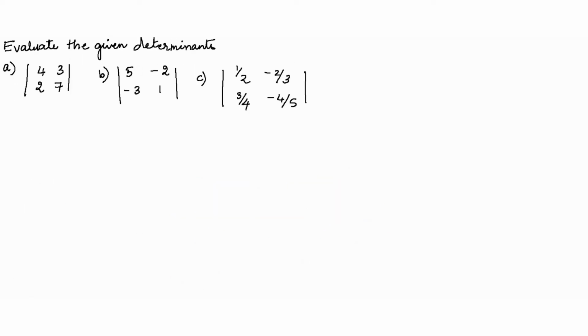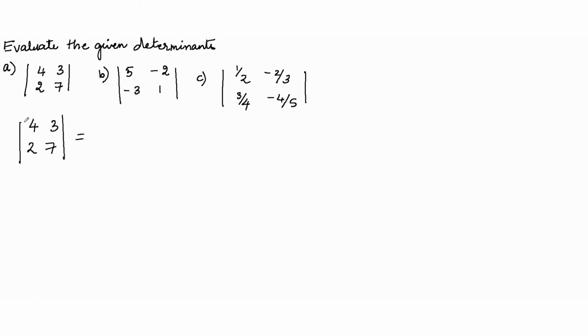Okay, so let's consider these examples now. We again follow the same principles irrespective of whether you have whole numbers, integers, fractions or decimals. The idea is exactly the same. So now what we will do is, we have a determinant of 4, 3, 2, 7.